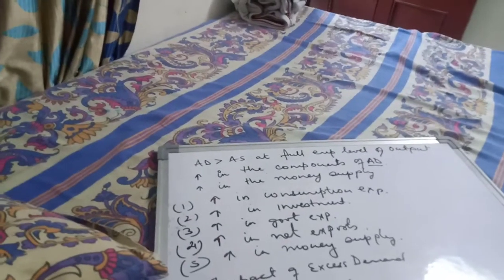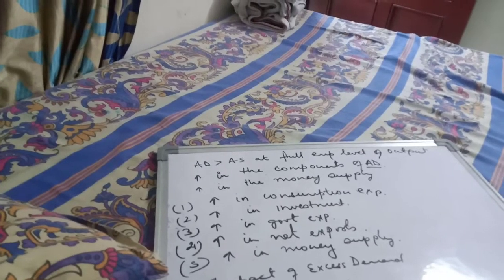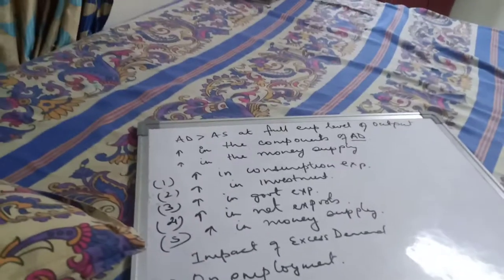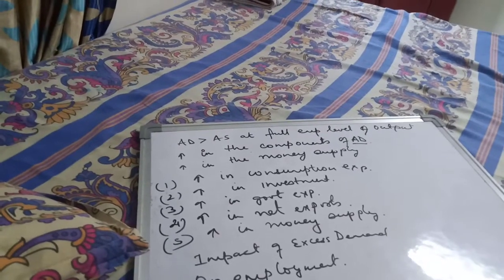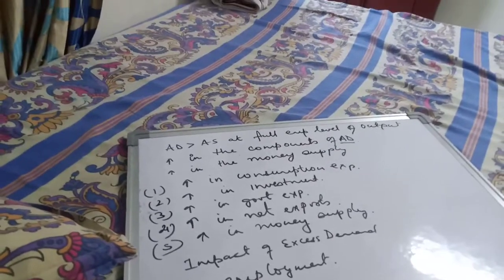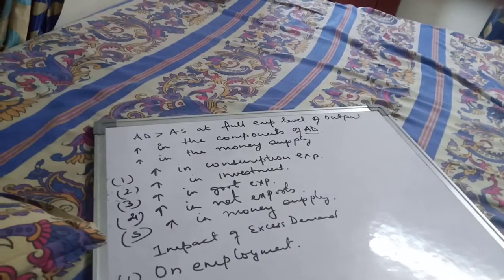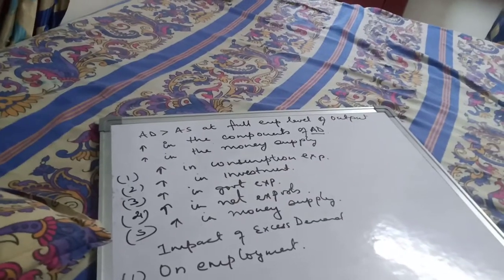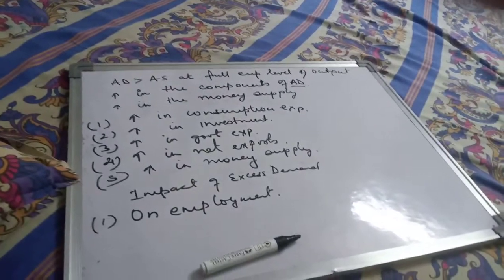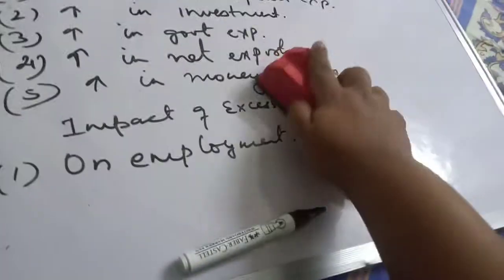But aggregate demand can be reduced only by reducing the money supply, money circulation. So that is the basic agenda. When there is excess demand, the basic agenda should be to reduce the money in circulation in the economy and thereby reduce the aggregate demand. That is a very important topic, so please understand it very carefully.